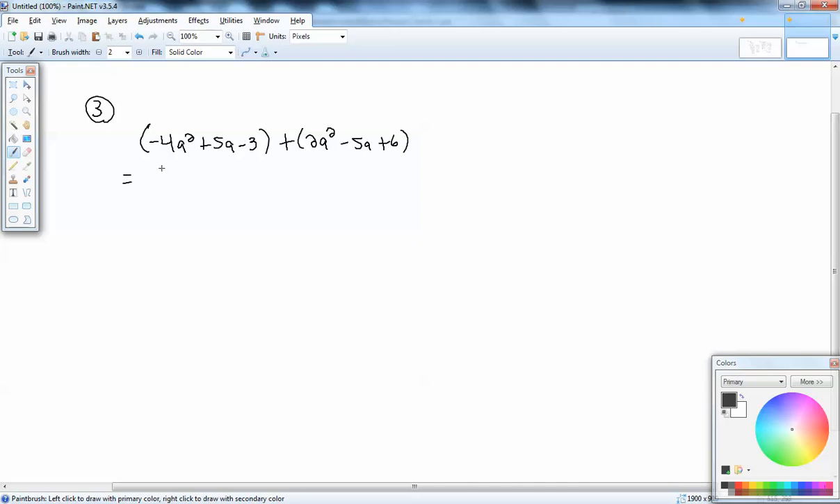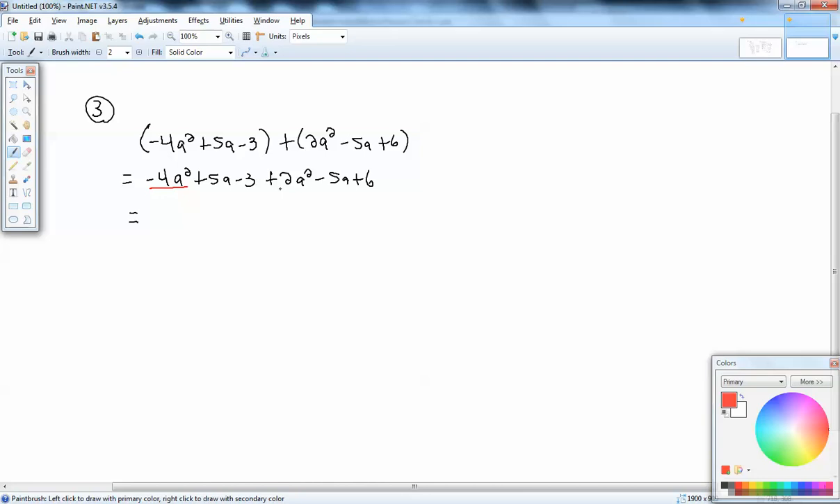First off, we want to get rid of the parentheses. These first set of parentheses aren't doing anything, so we got negative 4a squared plus 5a minus 3. And the second set of parentheses isn't doing anything, so we can drop it. So we got 2a squared minus 5a plus 6. Now adding polynomials together just means adding together like terms.